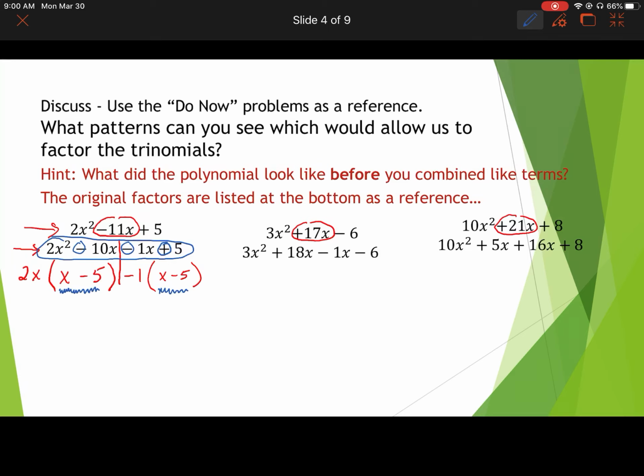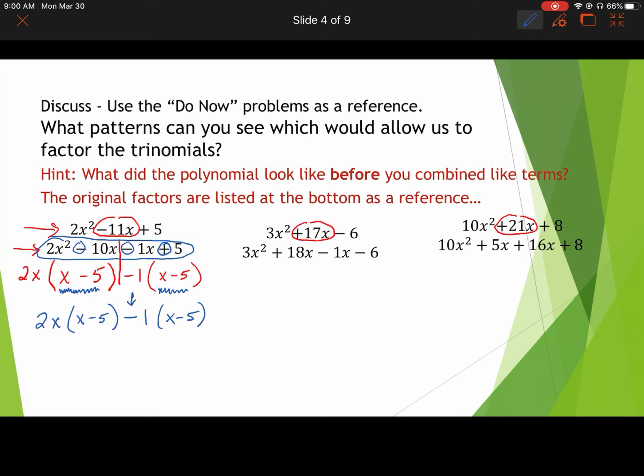Well, now I've turned this into a polynomial, or technically a binomial, with only 2 terms, right? How do I know there's 2 terms? Because I have 1 operator. I have this guy right here, the minus sign.